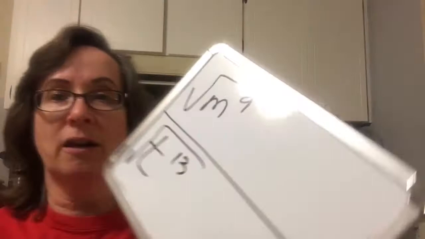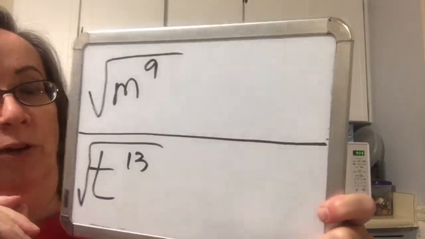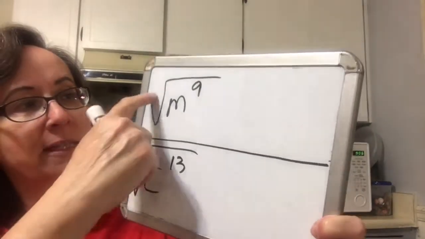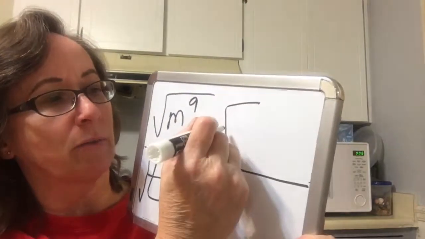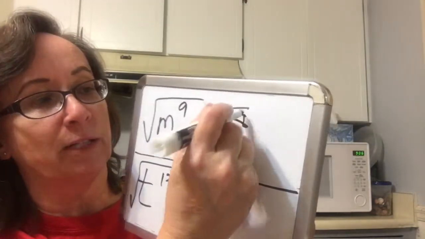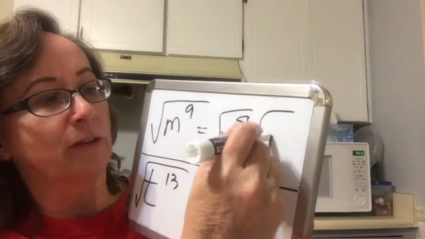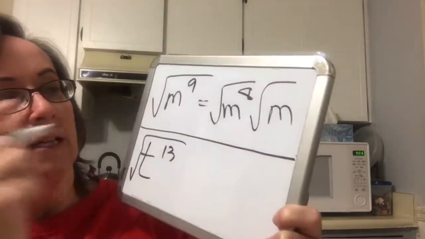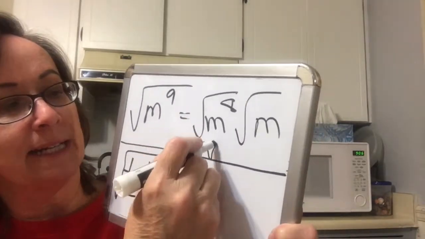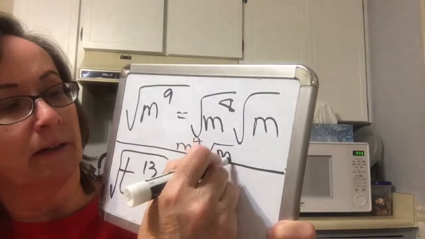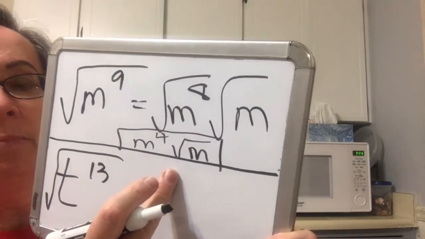So now we start with some variables that are not perfect squares. So this is the square root of m to the 9th. I can split that up into the square root of m to the 8th, which is even, and therefore a perfect square, and then the leftover, which is m. So now the square root of m to the 8th is m to the 4th. And then I tack on the remainder. So I wind up getting m to the 4th square root of m.